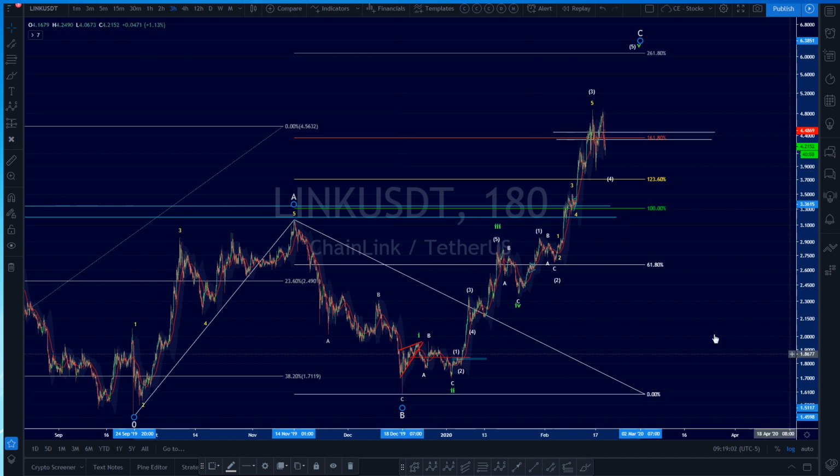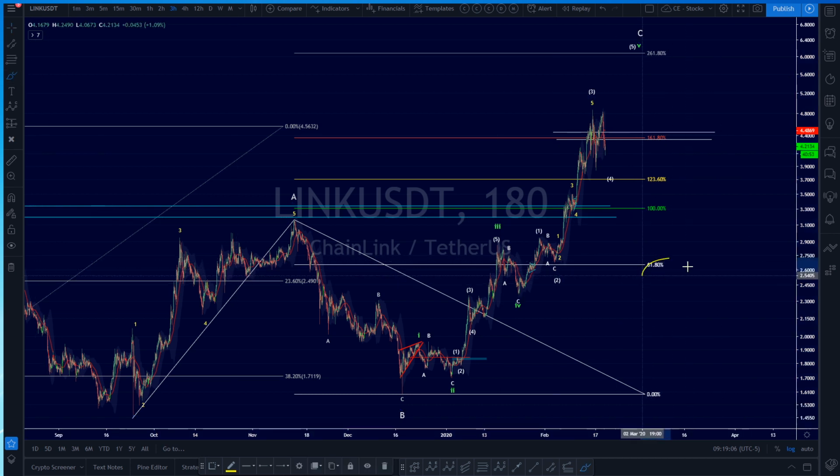What I can see here is we've got 3 targets for a corrective move. One is the 618, which we had rejection at, but it went through. The next area is the 100%. We had some struggle there, but it went through. The next area was the 1236, which almost acted like it didn't even exist. It just flew right through it.